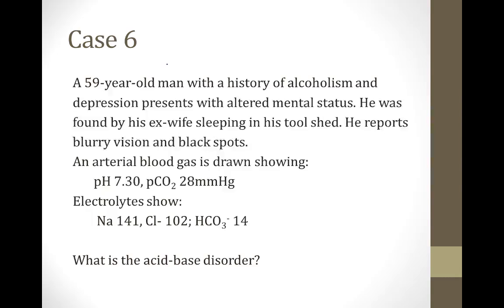Case 6 is a 59-year-old man with a history of alcoholism and depression who presents with altered mental status. He was found by his ex-wife sleeping in his tool shed. He reports blurry vision and black spots. An arterial blood gas is drawn. The pH is 7.3. The PCO2 is 28. The electrolytes show a sodium of 141, a chloride of 102, and a bicarb of 14. What is the acid-base disorder?